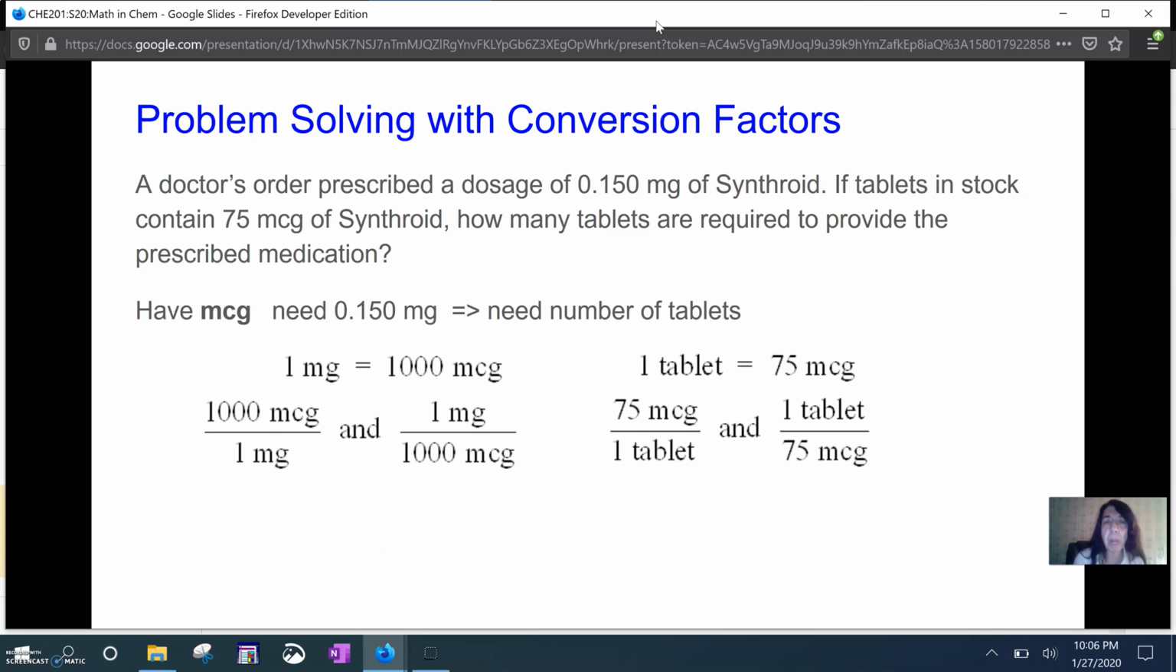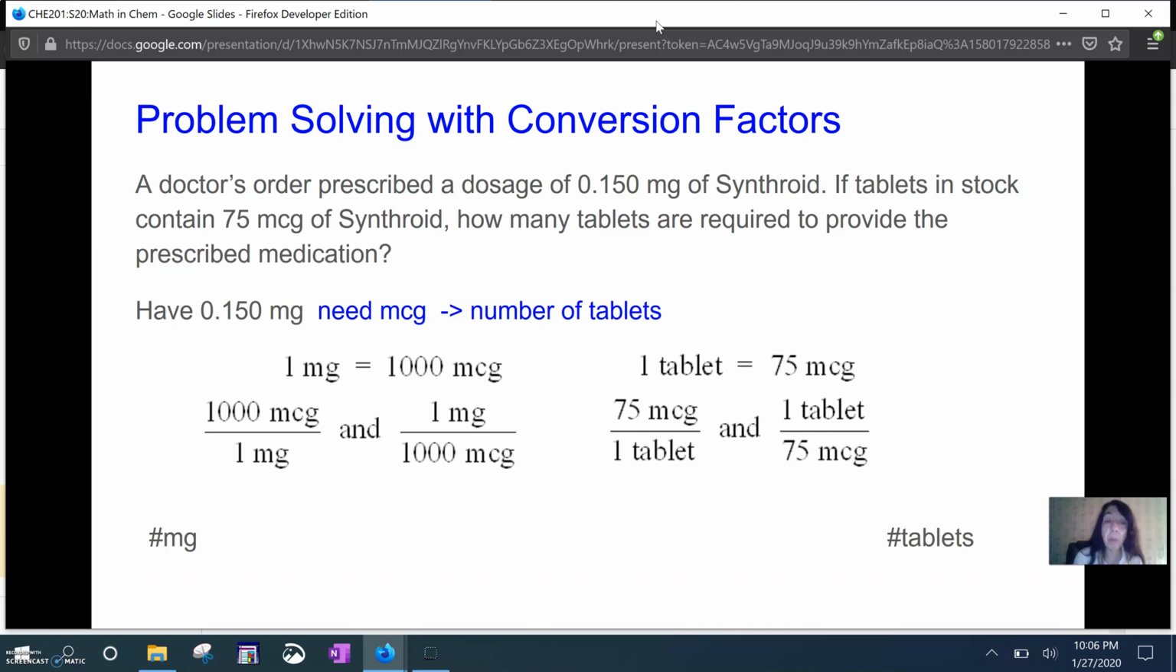Now this is a little bit more complicated. 0.15 milligrams of Synthroid, and if the tablets in stock are in 75 micrograms, how many tablets do you need? So again, you start with what you have. I have milligrams. I need number of tablets. You write out your equivalencies, write them out as fractions, and start thinking about where you want to go. You're going from milligrams to tablets. So how do you get rid of each one?